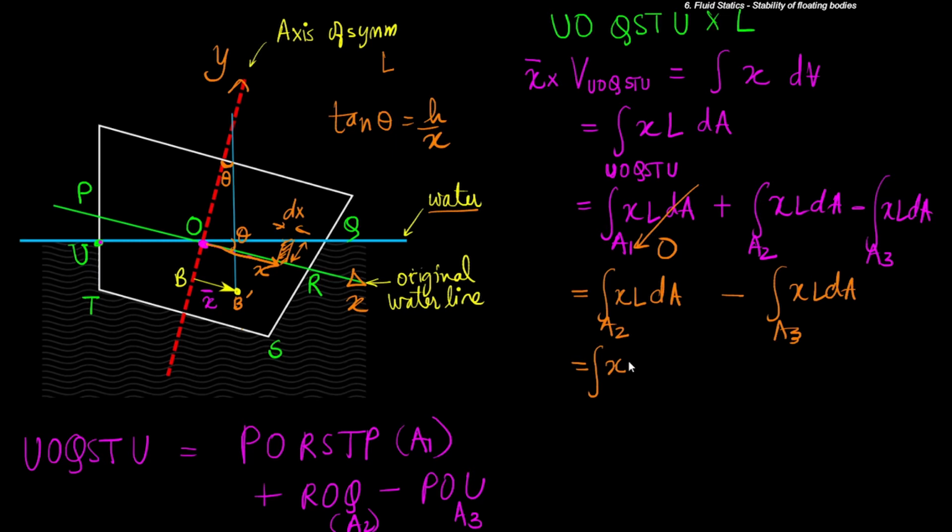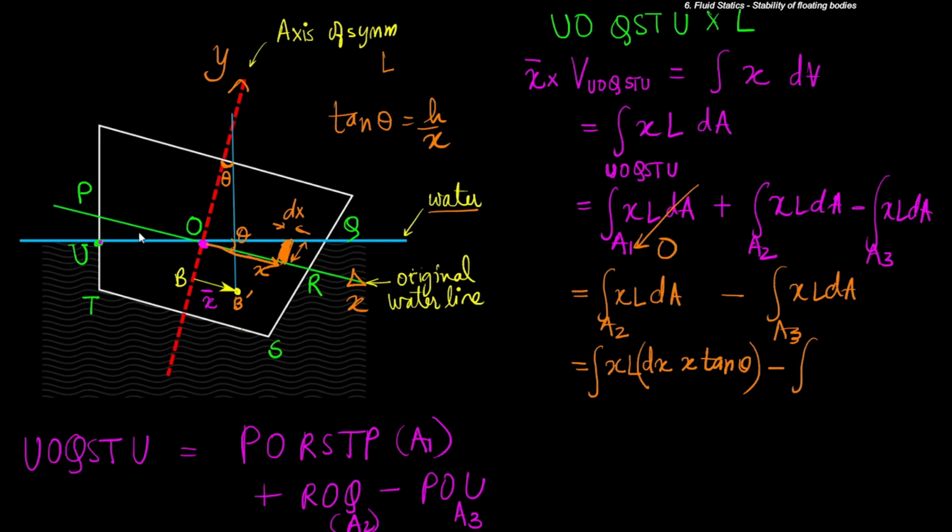So x times L times dA, where dA is going to be dx, the width of this orange area, multiplied by x tan theta, which you identify as the height. So dx times x tan theta is this particular shaded area, minus the integration of xL dA over A3.